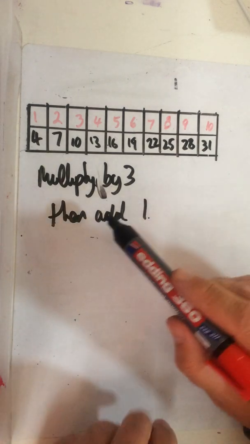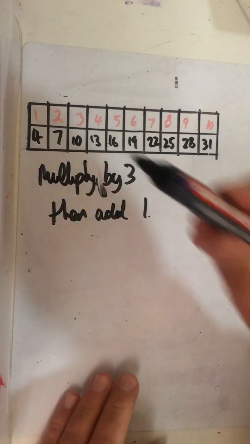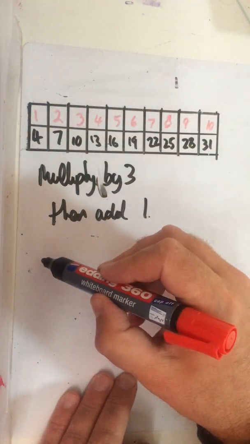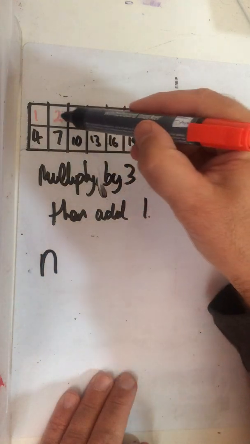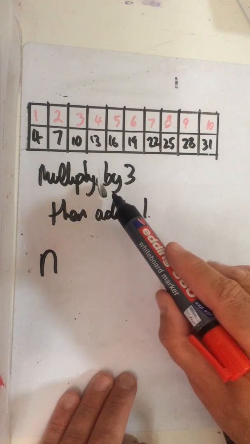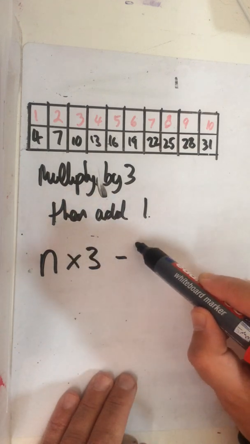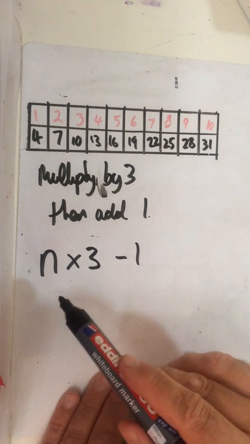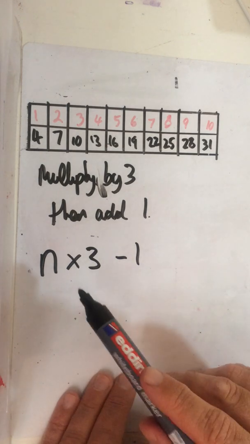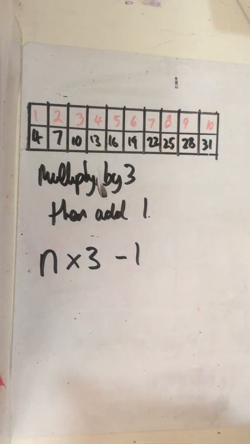But now this part here, we have to give a proper formula to it. So this is our number. What are we doing to our number? These are our numbers, so we're going to call that n. We're multiplying that by 3, and then we're taking away 1. So that is our formula, or equation, for how we do this question.